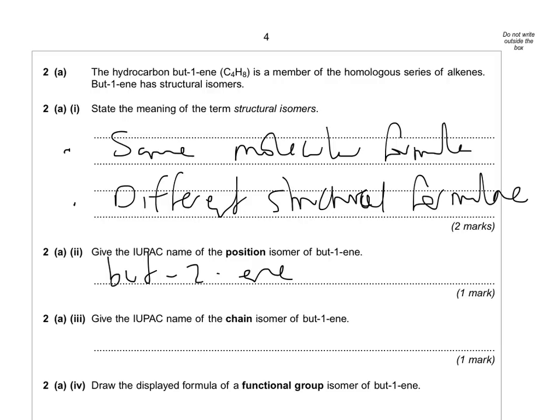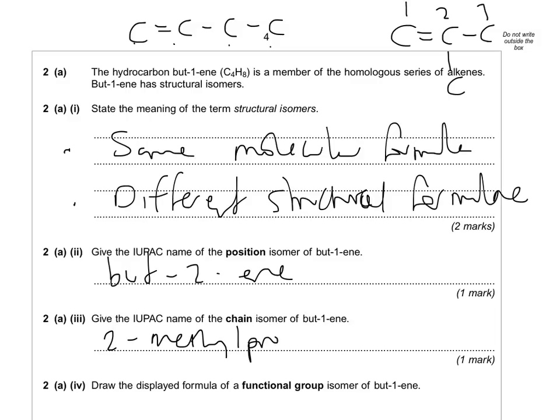And the chain isomer of but-1-ene, well, if we draw but-1-ene up here, a chain isomer is going to shorten the longest chain. The longest chain here is 4, so we need to make the longest chain 3 instead, and then have a carbon coming off. So that's going to be methyl on the second carbon. So 2-methylpropene, because there's 3 carbons along this chain.